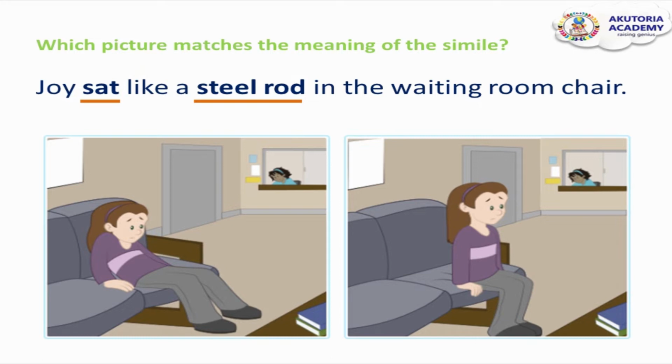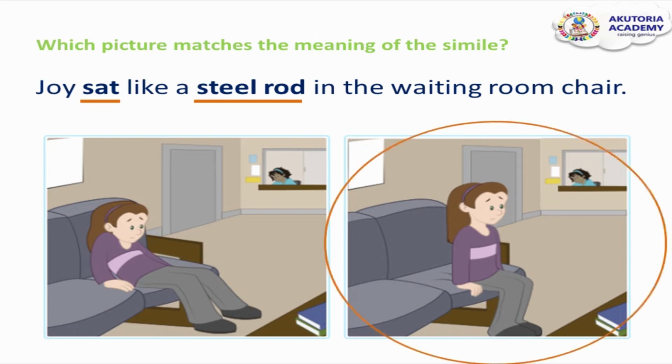Now let's answer the question. Joyce sat like a steel rod. Which picture shows Joyce sitting like a steel rod? Of course, this one, the second picture. Good job.